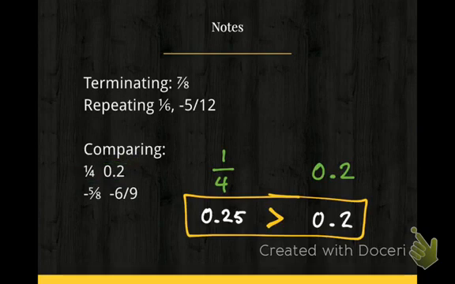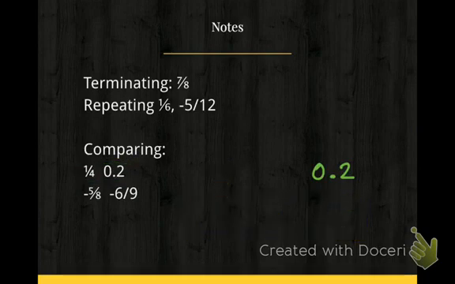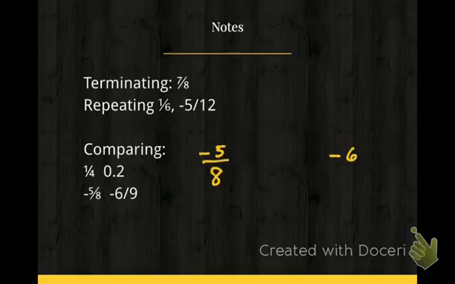Let's try the second example here. This one has 2 fractions. So I have -5/8 and I have -6/9. And let's turn these both into decimals so we can compare them.